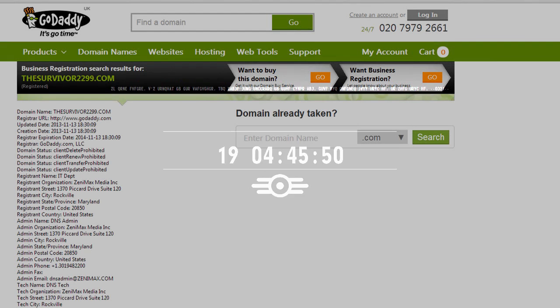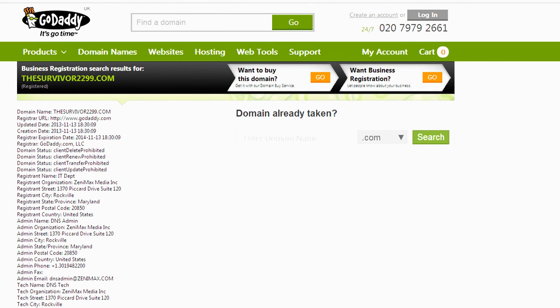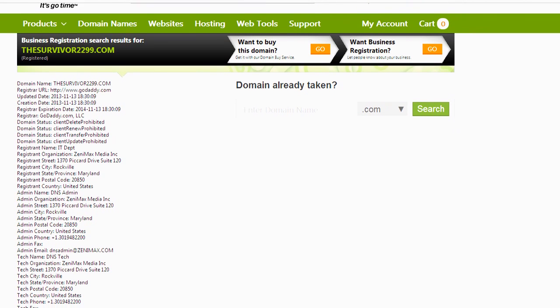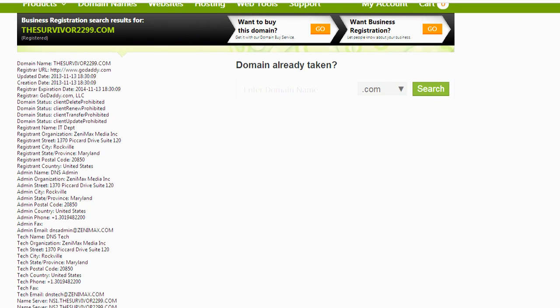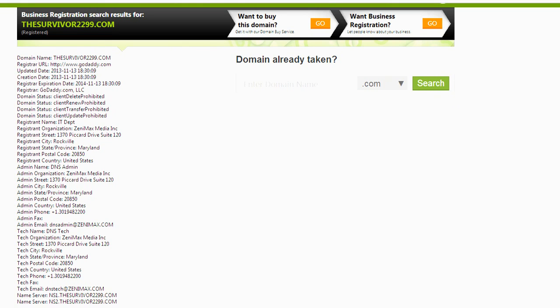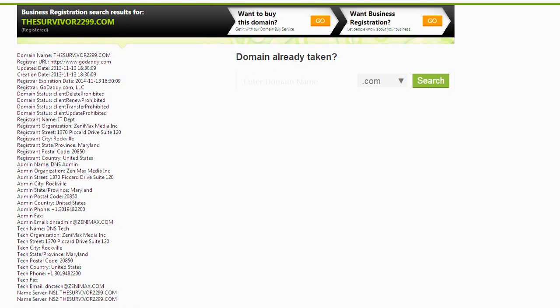When the website was first found, there were a lot of skeptics, but since then more information has been released, and generally people are accepting that this is a legitimate website from Bethesda. The domain was registered by ZeniMax Media Inc., Bethesda's parent company. However, the domain was also registered using GoDaddy, which is something Bethesda hasn't done before.